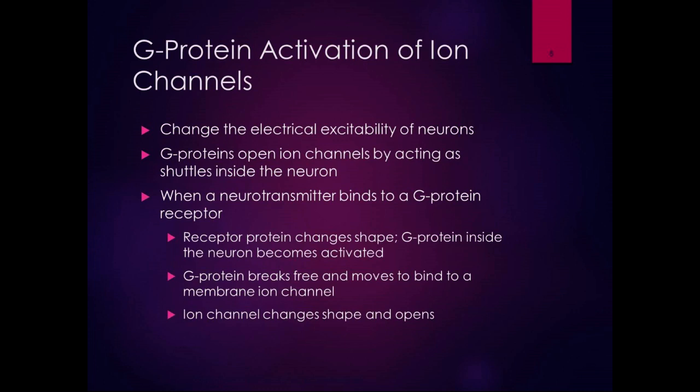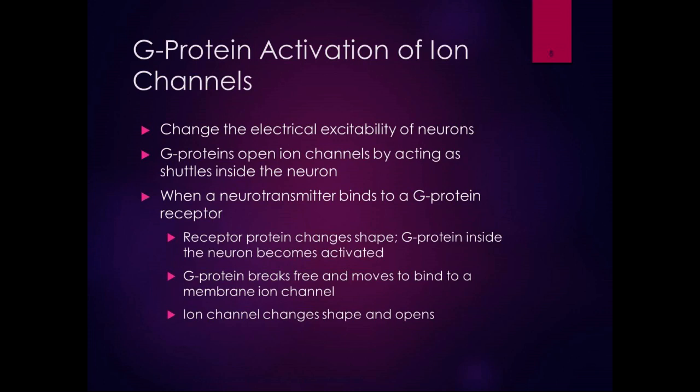The G protein activation of ion channels changes the electrical excitability of neurons. G proteins open ion channels by acting as shuttles, sort of, inside the neuron. When a neurotransmitter binds to a G protein receptor, the receptor protein changes shape and activates G proteins inside the neuron. The G protein breaks free and moves to bind to a membrane ion channel, and the ion channel changes shape and opens. So the ligand-gated ion channel is a one-step process, and the G protein activation is a two-step process. You can think of it that way, and that's why it's a little slower.